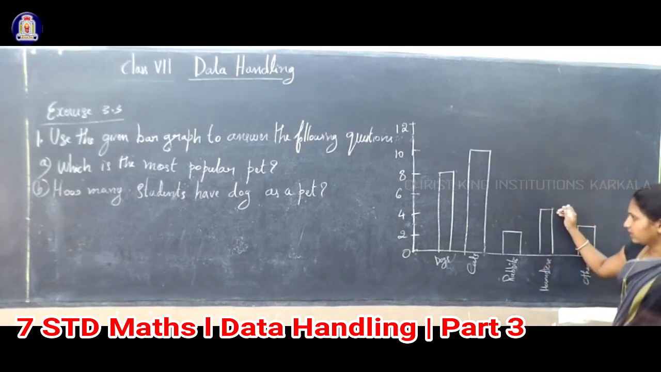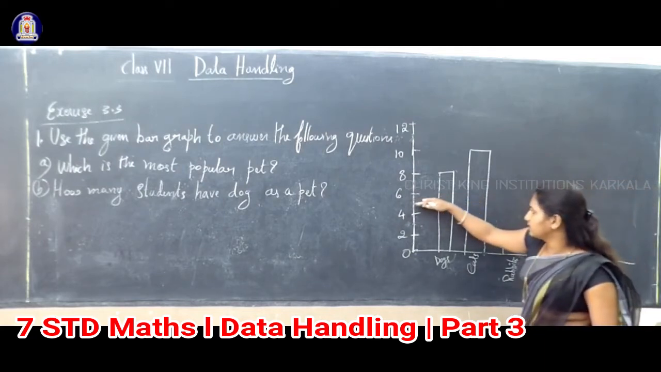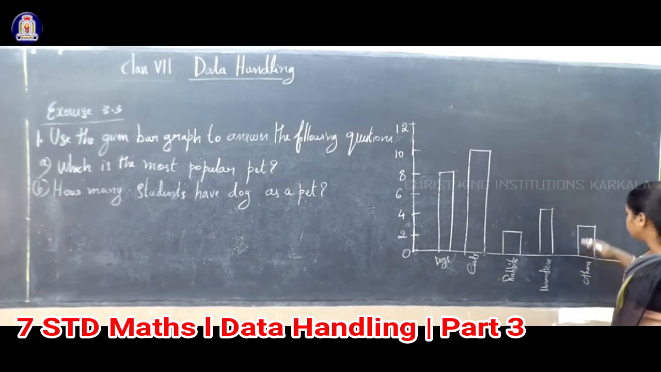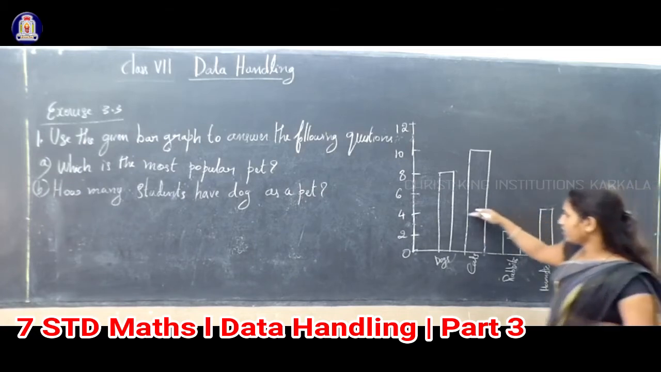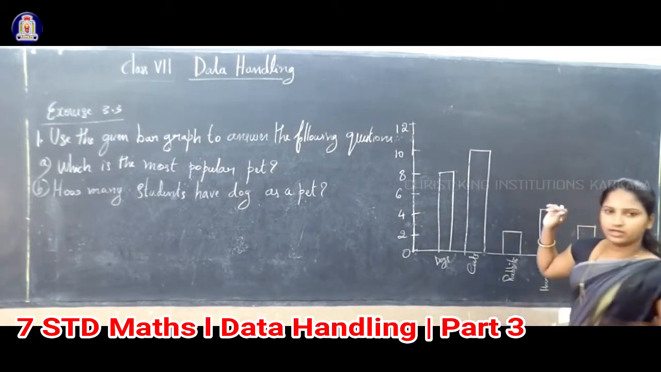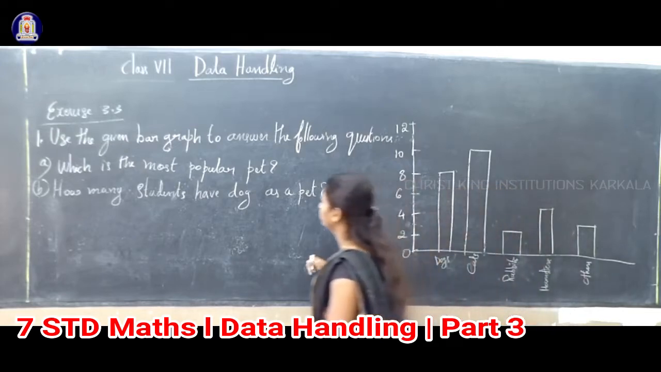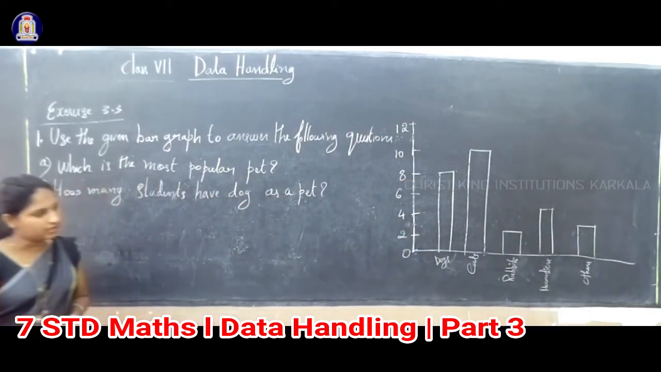Then hamsters, only 5. See the graph? So 5. Then other animals, that is 4. Okay, 4 people like other animals.